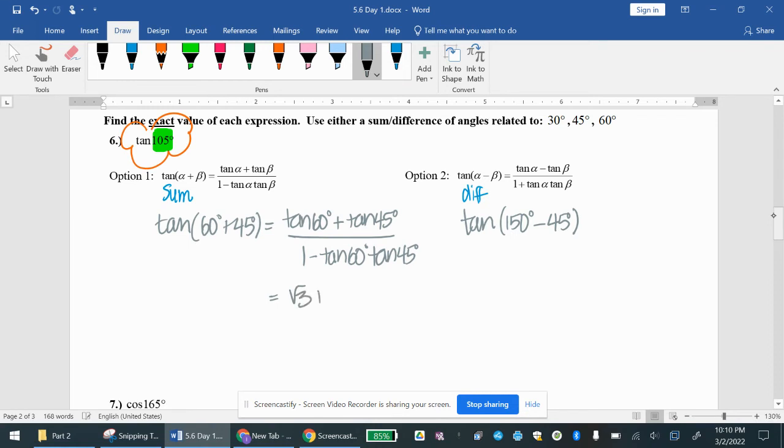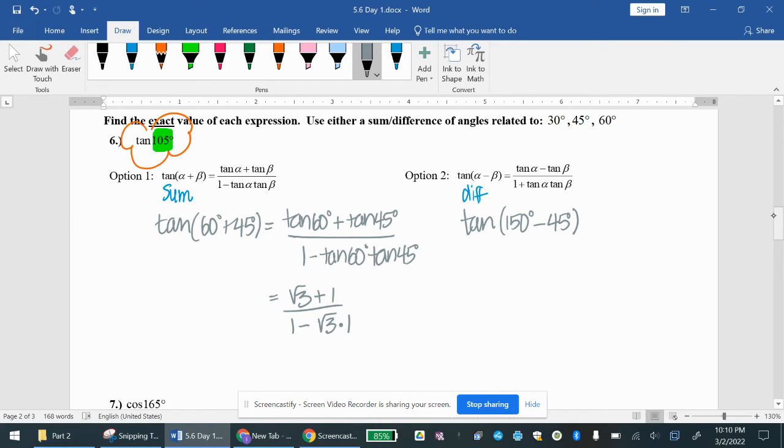Okay, so I'm just filling in my answers. Tangent of 60 is root 3. Tangent of 45 is 1. Okay, and then over here, tangent of 60 is root 3. Tangent of 45 is 1.